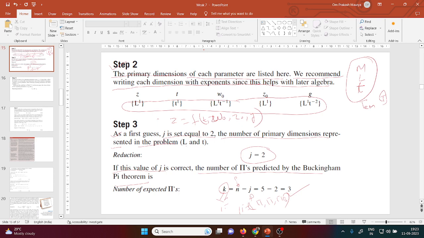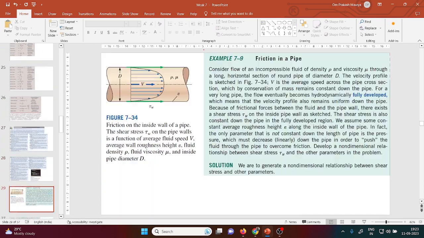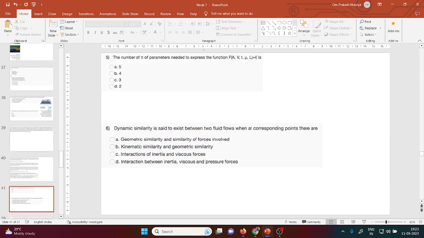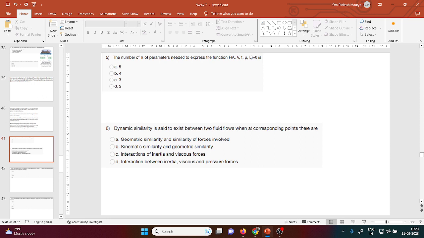So this type we can calculate how many pi is required. Now we'll move on to the question. What was the 5 number question? You can expect this question in the GATE also. So your function is what? Your function f is area, velocity, time, dynamic viscosity, and L is equal to 0.